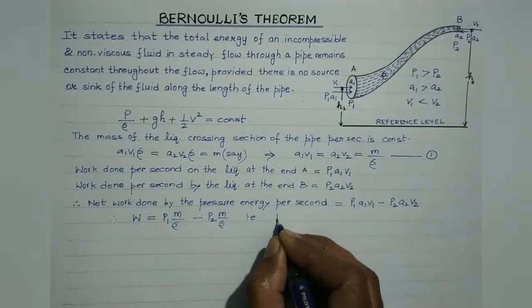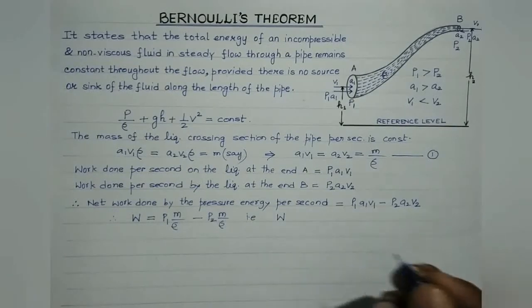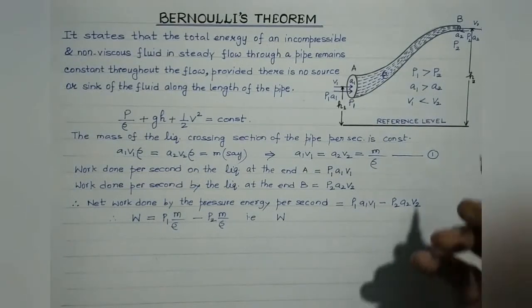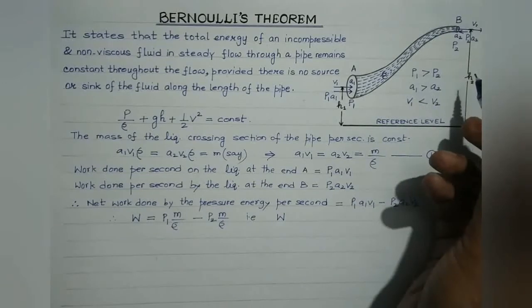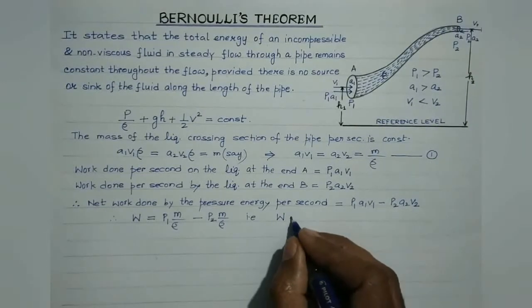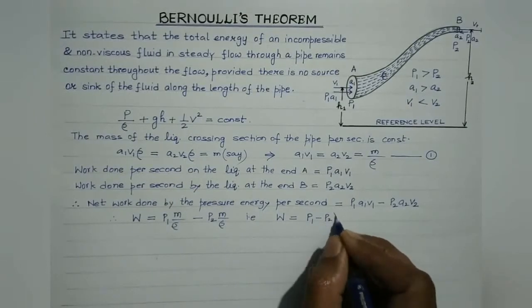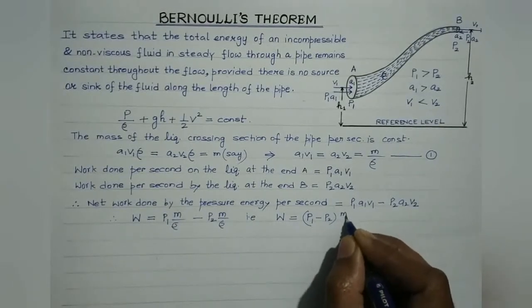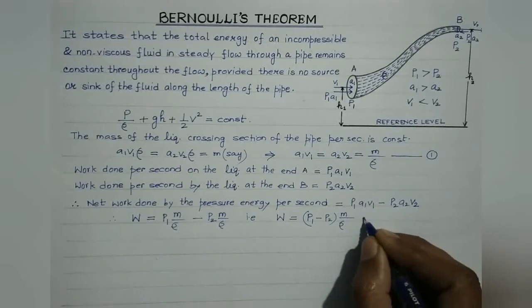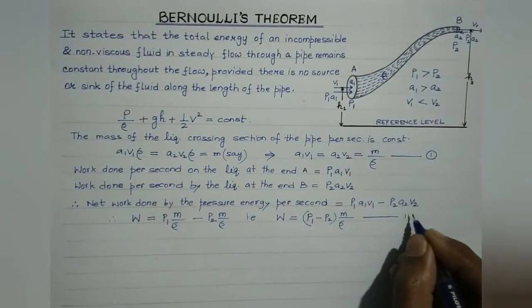That is, work done by the pressure energy in moving the liquid from end A to B in 1 second would be given by (P1 minus P2) m by rho. Put this as equation number 2.